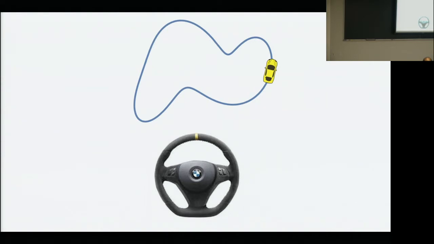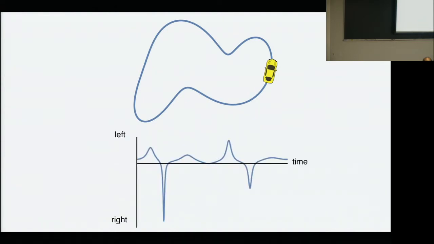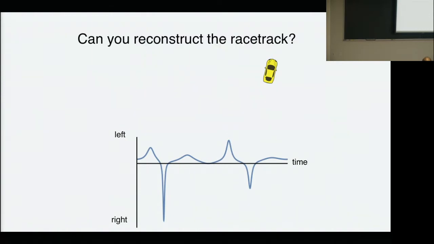Okay, so if you go around this racetrack, say, you get this graph of curvature as a function of time. You can connect this up to where the different bits of curvature are. And the question is, suppose I give you this graph, can you uniquely reconstruct the racetrack? Okay. Anyone want to volunteer? Yes. No? Okay, well, there's a hint. What if I drive at a different speed around the racetrack?